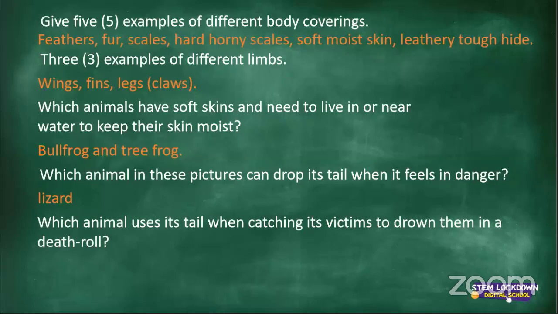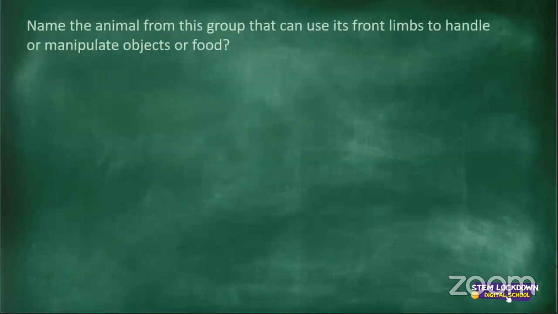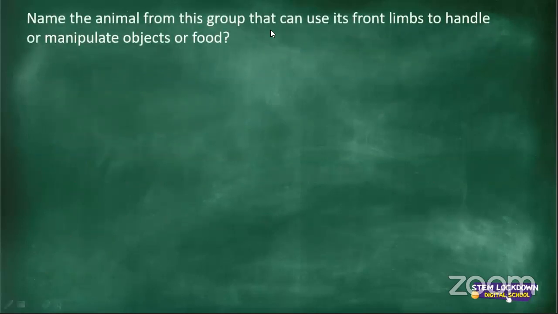Which animal uses its tail when catching its victims to drown them in a death roll? Let's see what you guys have to say. I'm back, yes. A crocodile. Good. Nice. Okay.